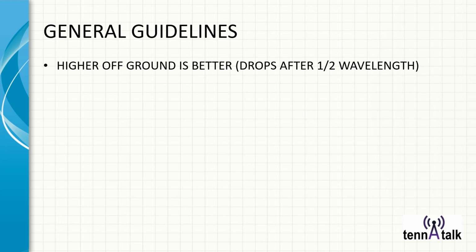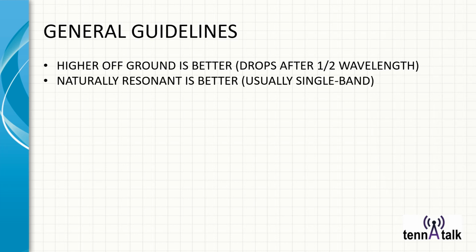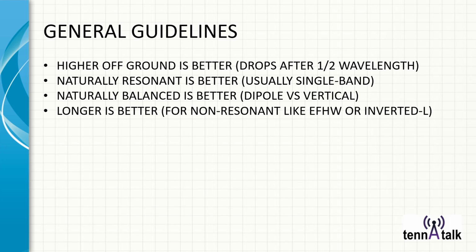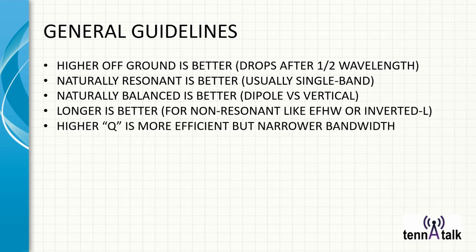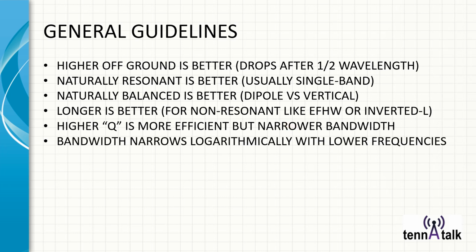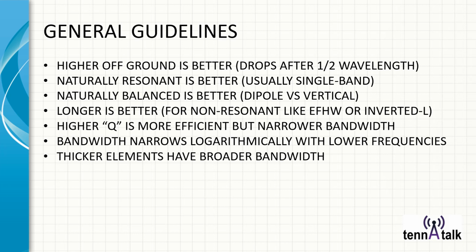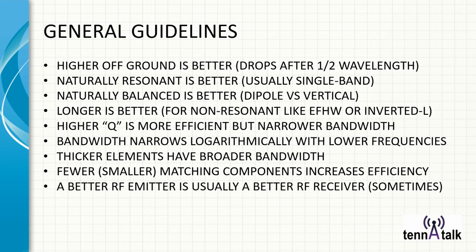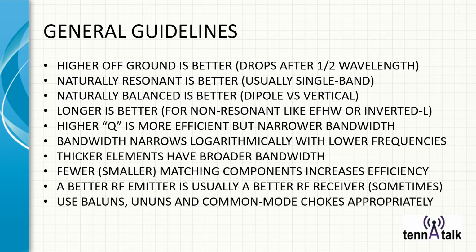So some general guidelines. Higher off the ground is better. It drops after half wavelength in terms of performance. Naturally resonant is better, usually especially for single band antenna. Naturally balanced antennas are better. Longer is better. Higher Q is more efficient, but as we saw before, narrower bandwidth. Bandwidth narrows logarithmically with lower frequencies. Thicker elements give us broader bandwidth. Fewer smaller matching components increases efficiency. A better RF emitter is usually a better RF receiver, but only in the ideal case. And using baluns, ununs and common mode chokes appropriately can be very helpful.